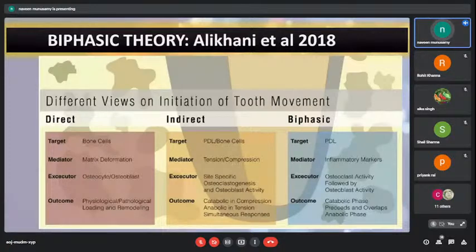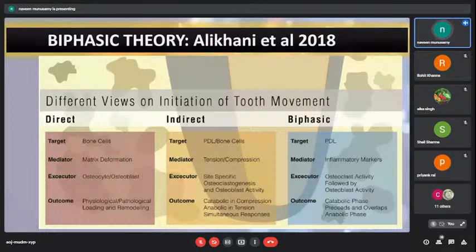But in 2018, Mani Ali Khani gave an alternative theory to this. He had the biphasic theory. Now, what is biphasic theory? Actually, in the indirect theory, both the osteoclastic activity as well as the osteoblastic activity are taking place simultaneously. That means that on one side where there is pressure, there will be bone resorption or osteoclastic activity, while on the side where there is tension, on that side there will be bone deposition.